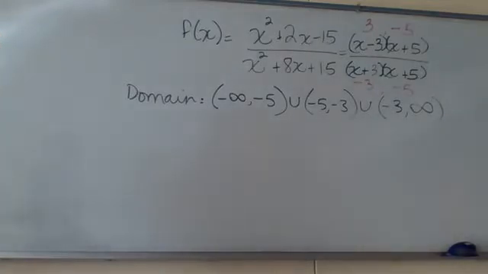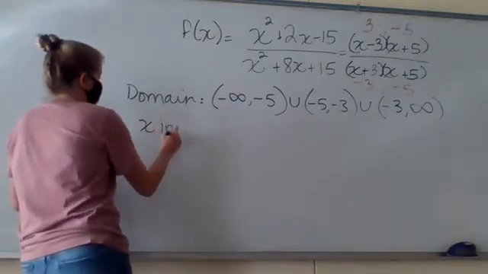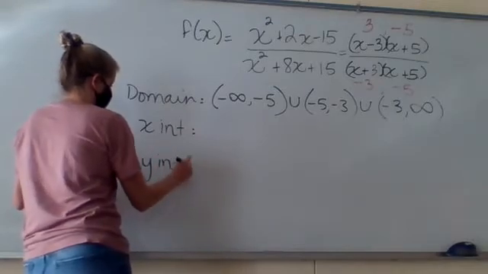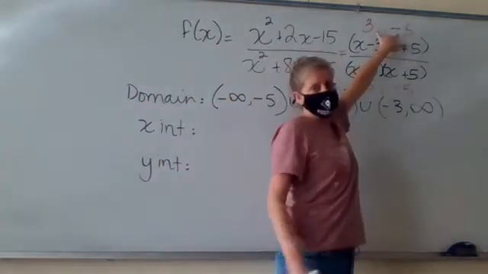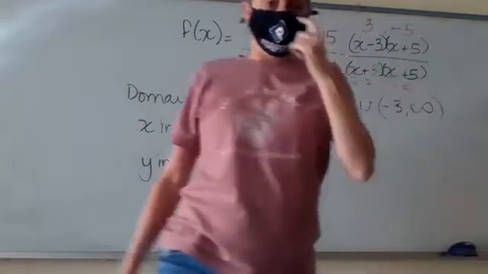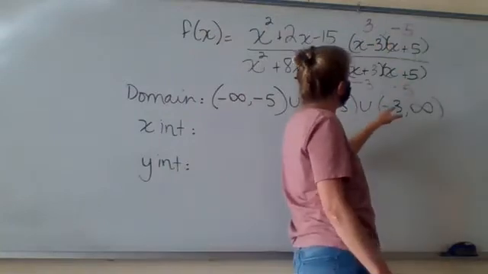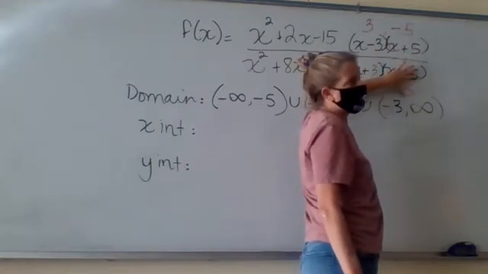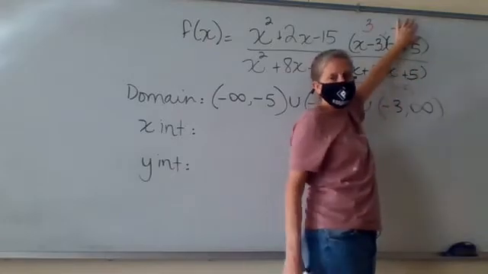Then it wants to know where the x-intercepts and the y-intercepts are. So remember where the x-intercepts are. X-intercepts are at zeros of the numerator, as long as they're not zeros of the denominator. So let's see, the zeros of the numerator are +3 and -5, but -5 is also a zero of the denominator, so I don't use that one as an x-intercept, only the +3.